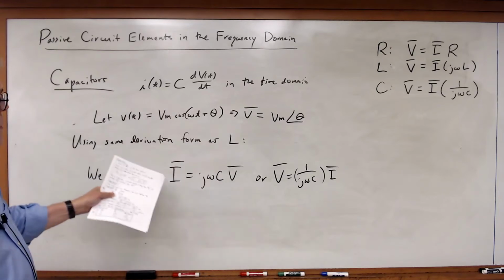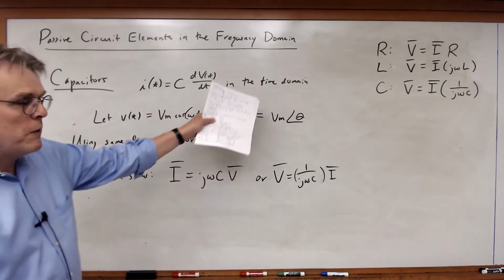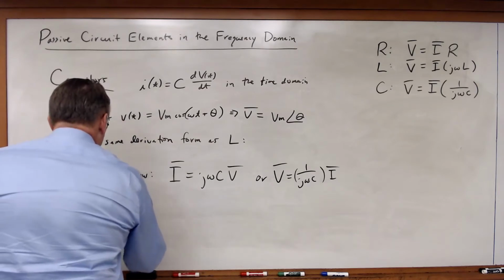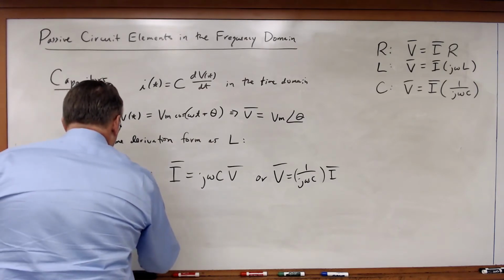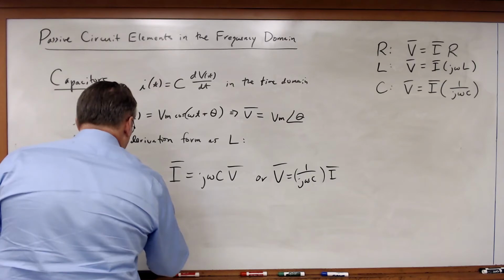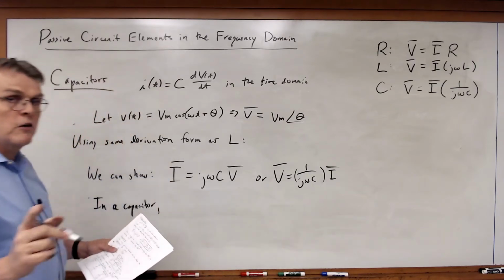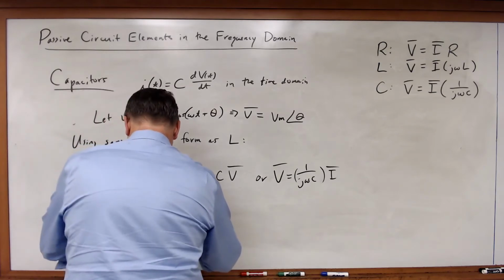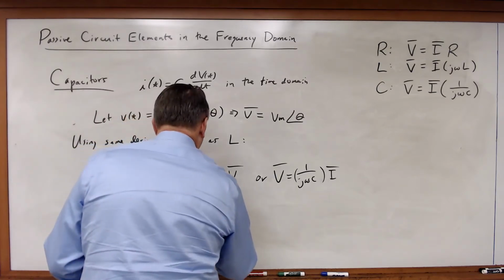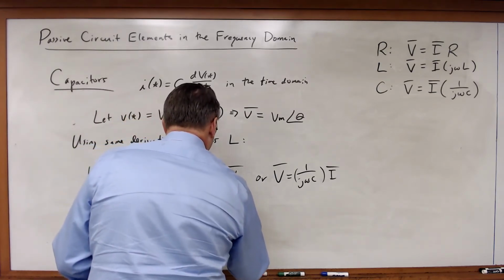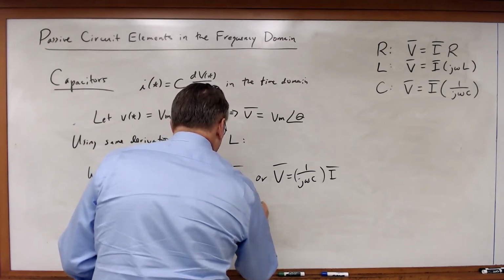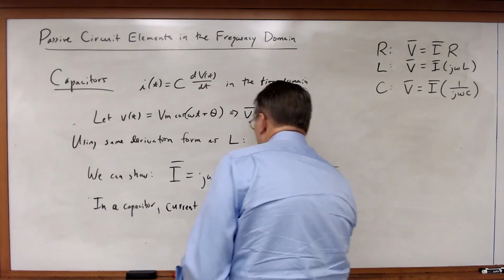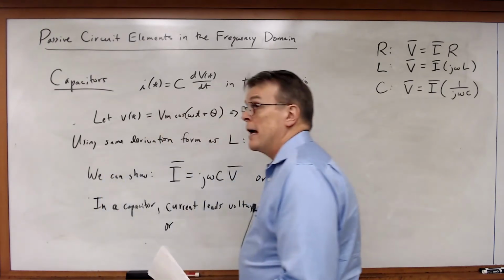Once again, we note there is a phase shift between voltage and current. And in a capacitor, in this case, current leads voltage by 90 degrees, or voltage lags current.